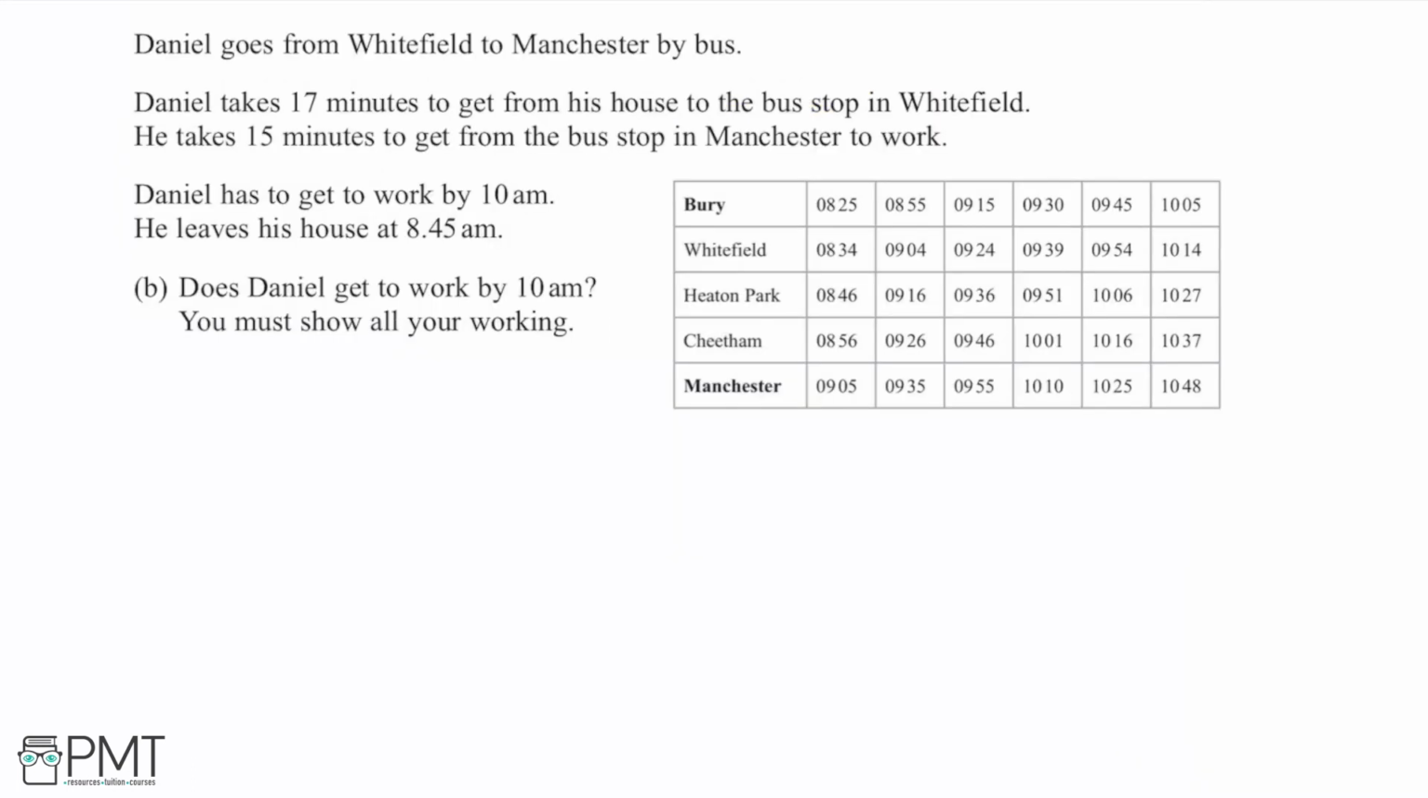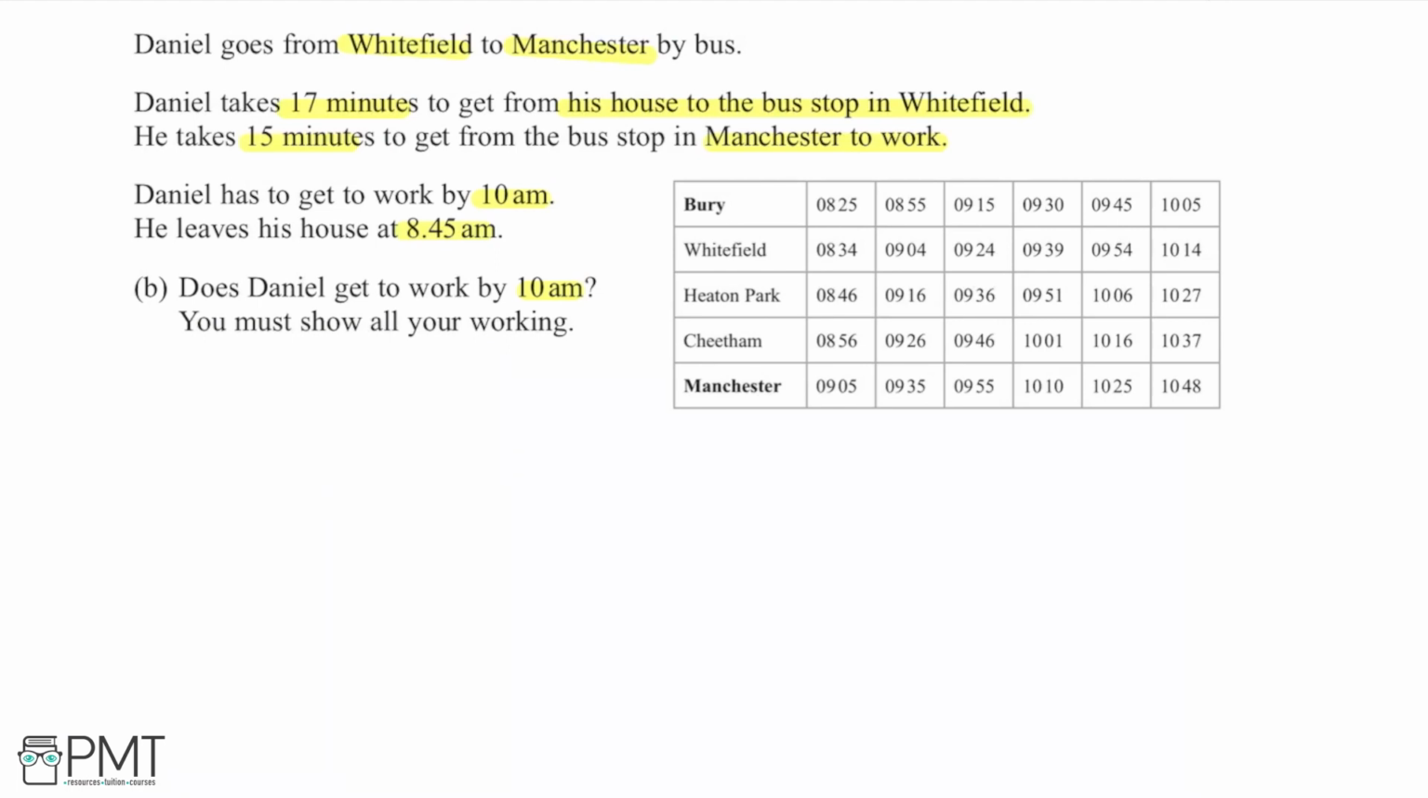So in this question, I'm told that Daniel goes from Whitefield to Manchester by bus. I'm told that it takes Daniel 17 minutes to get from his house to the bus stop in Whitefield, and it takes 15 minutes to get from the bus stop in Manchester to his work, so at the other end of his journey. We're told that Daniel has to get to work by 10 a.m. and that he leaves his house at 8:45, and we're asked to use all of this information to work out whether he does get to work by 10 a.m., showing all of our working along the way.